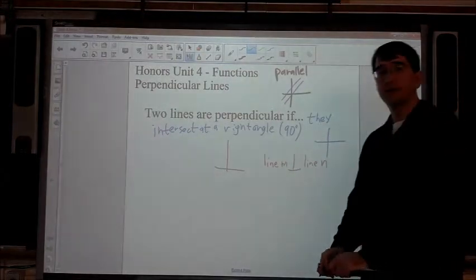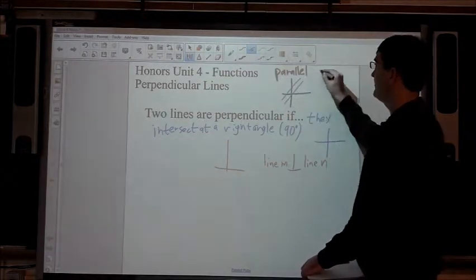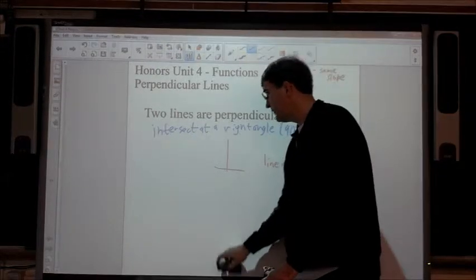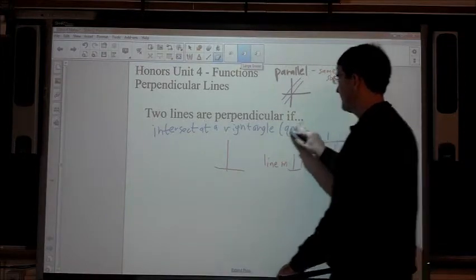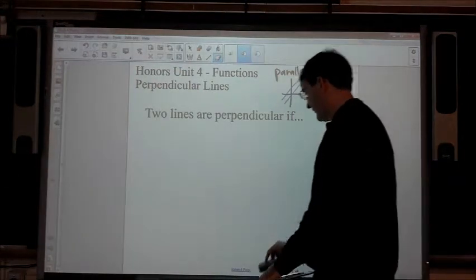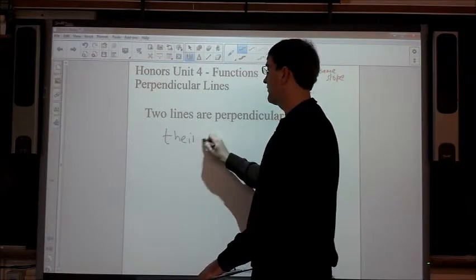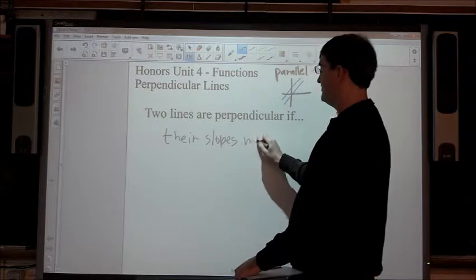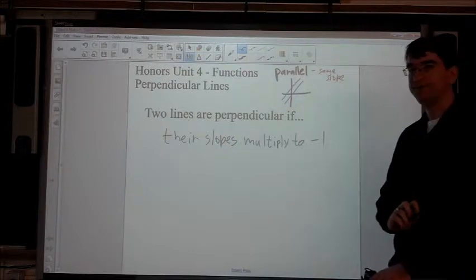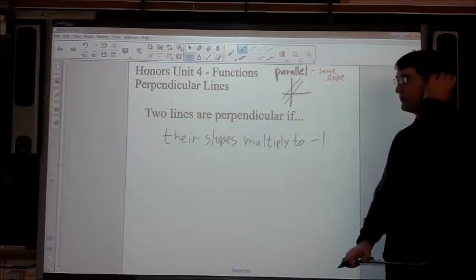We could get a protractor and we could measure, or we could look at the slopes. Because remember, if two lines are parallel, that means they have the same slope. If two lines are perpendicular, though, it's not that their slopes are the same, it means that their slopes actually are related to each other in a very specific way. We can say that two lines are perpendicular from their slopes. Two lines are perpendicular if their slopes multiply to -1. If their slopes multiply to -1, then we can show that they are perpendicular to each other.